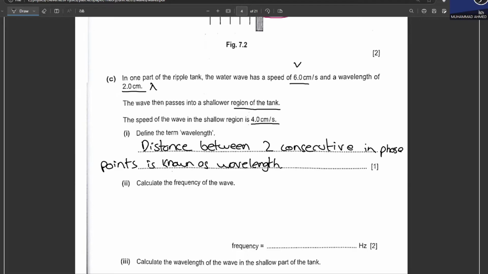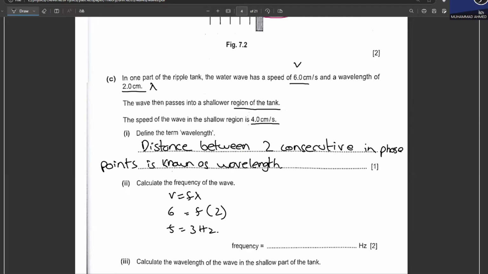Calculate the frequency of the wave. You have to calculate the frequency of the wave. We will apply V is equals to F lambda. Velocity is 6. Frequency, we don't know. We know the lambda as well. So here comes the lambda. Frequency comes out to be 3 hertz.